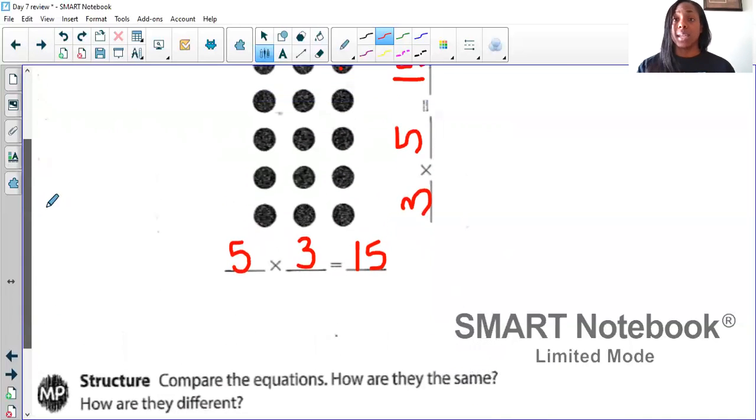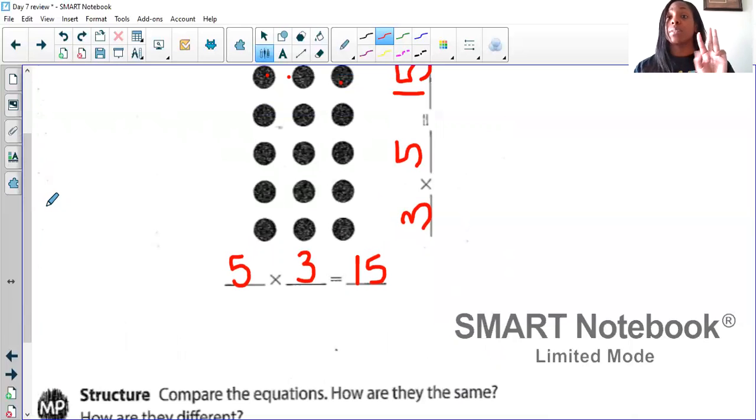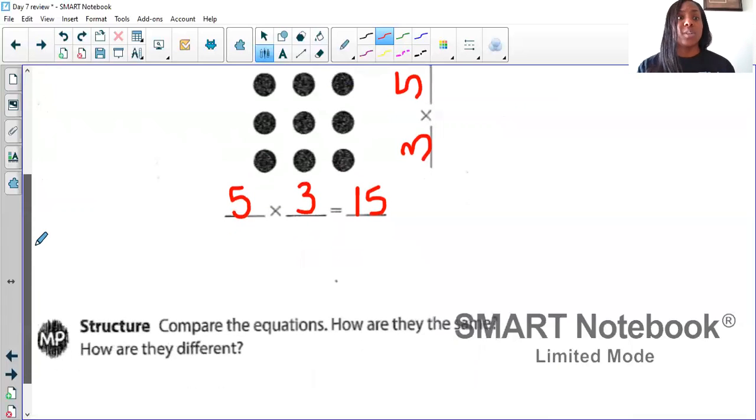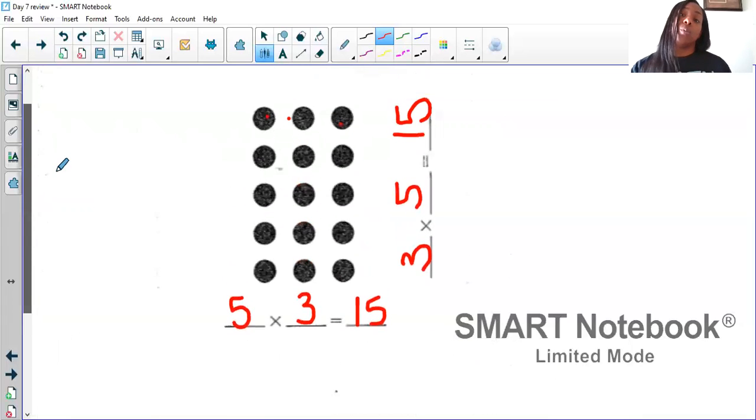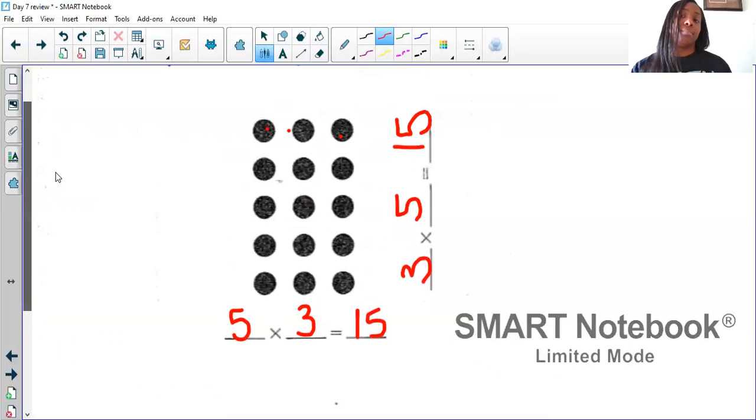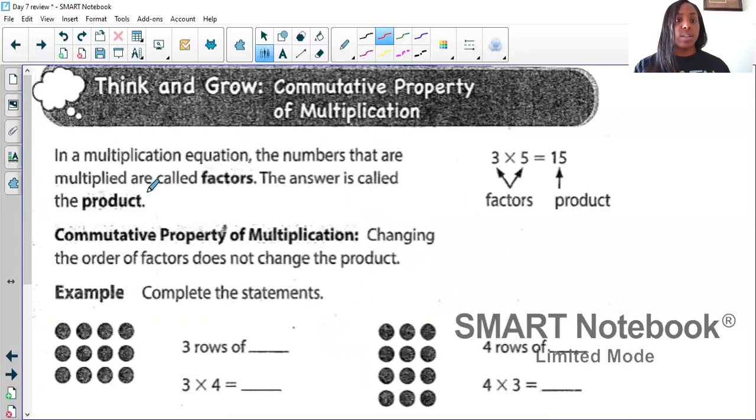What are the numbers that they keep using? 5, 3, and 15, right? But what's different? What did they do differently? That's right, they switched it. What did they switch? The factors. Very good. So let's move on into our lesson because we're going to remind ourselves about multiplication just like that.